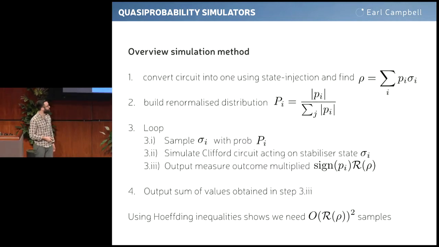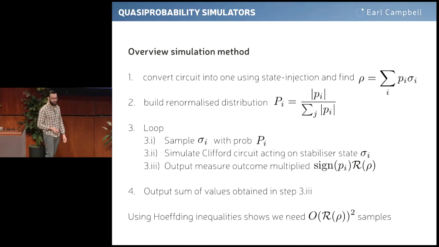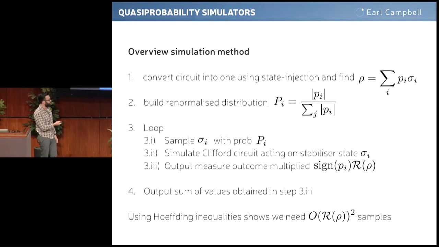And if you do this, then what you find is that the random variables that are coming out of this machine have a mean that is the same as you would get from actually running the quantum computation. But the variance is much, much larger. So to combat this increase in variance, you need more and more samples. And using simple inequalities, one can find that the number of samples has to scale like the robustness squared. So that's essentially what's going on with the algorithm.